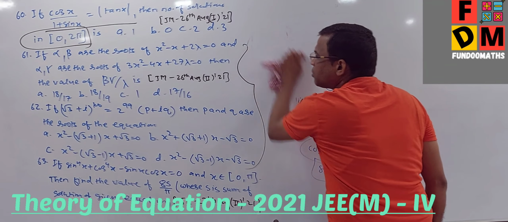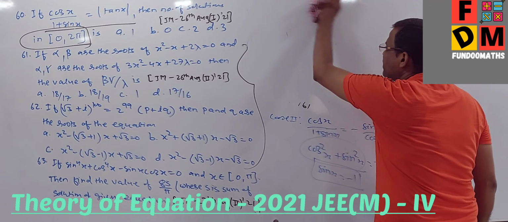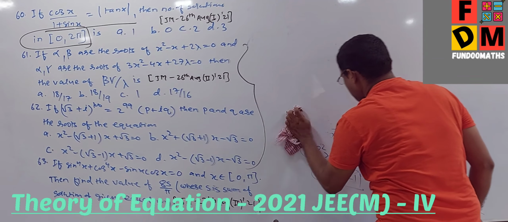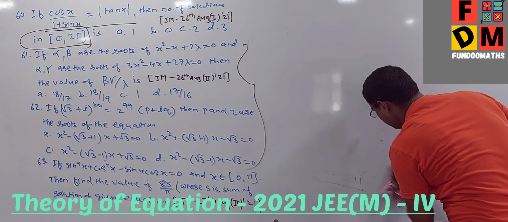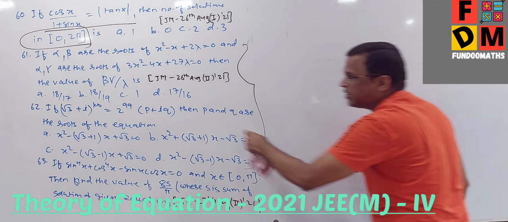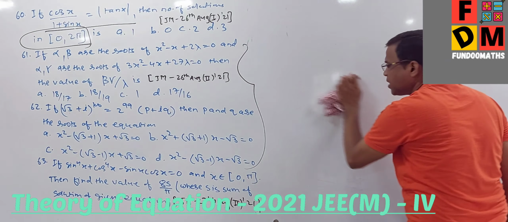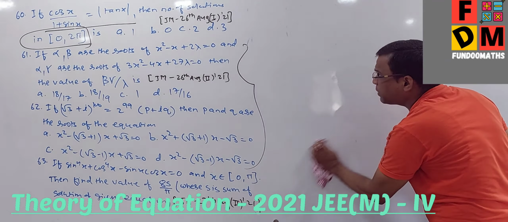Second question. I told you in the beginning, it's a repeating question. Earlier it has been asked. Actually, this question, beta gamma upon lambda, has been asked 3-4 times in Mains. Sometimes they have changed the numbers, but the steps remain the same. Quickly we can just work it out.